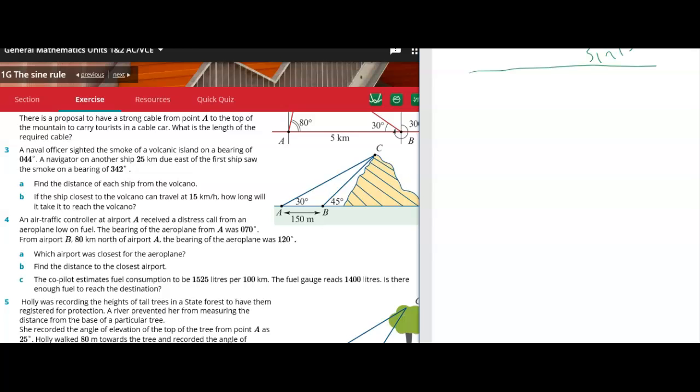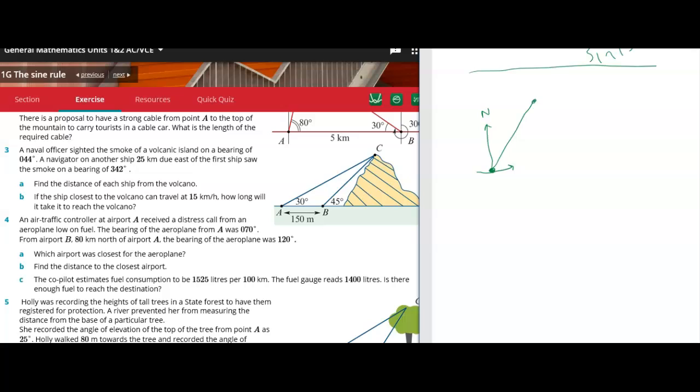Okay, so let's draw a dot. It's going to be our naval officer, and he's sighted the smoke of a volcanic island on a bearing of 44 degrees. So there's a naval officer. Oh gosh, that's supposed to be straight up for north. The volcanic island is on a bearing of 44. So if we were going east, it's 90. So we're basically halfway.